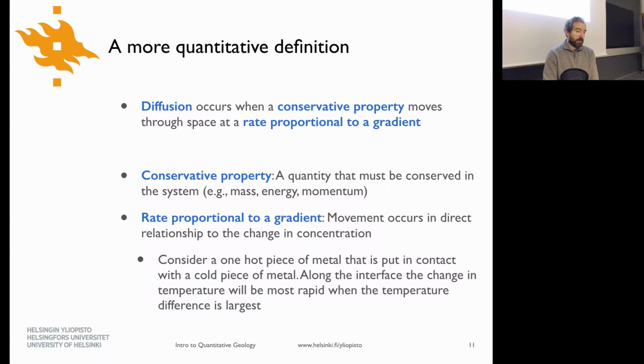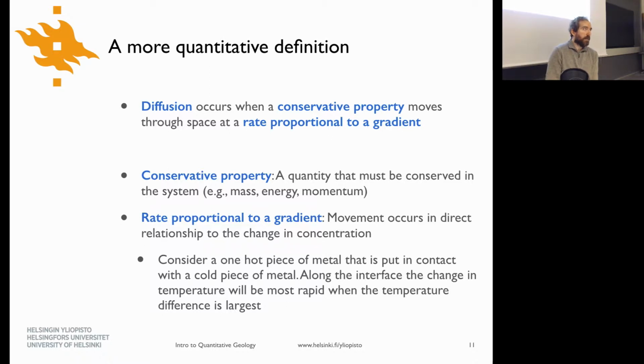So that's the concept. Now, if we want to be a little bit more quantitative, we can go for this more refined definition. And that is to say that diffusion occurs when a conservative property moves through space at a rate proportional to a gradient.